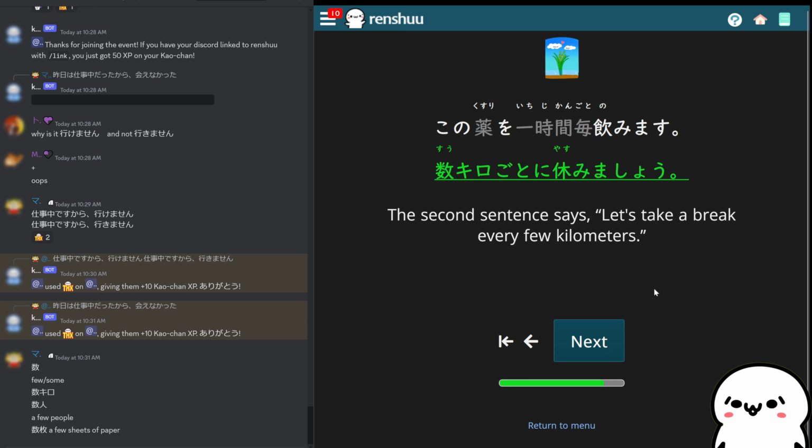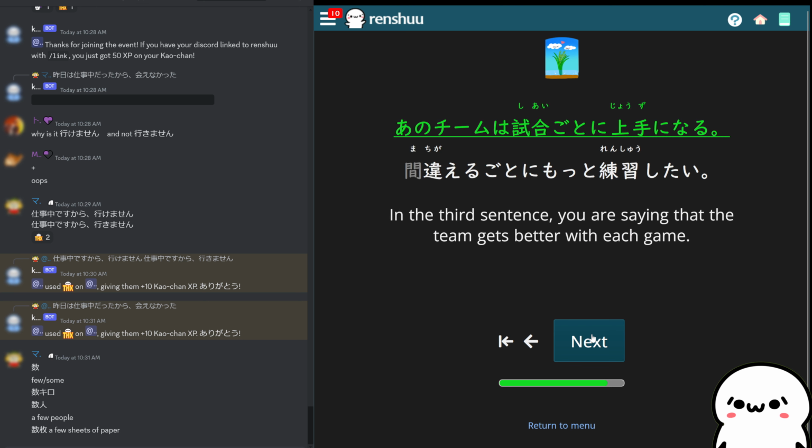So again, this one, maybe it's a marathon. I was thinking highway, but Renshu's thinking marathon, every few kilometers. Let's take a break. 数キロごとに休みましょう。あのチームは試合ごとに上手になる。That team, every game, it's an interval. It might not be the exact same period of time, but it's this interval of games. Every game, that team gets better.